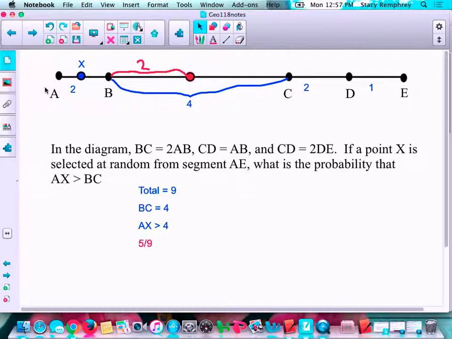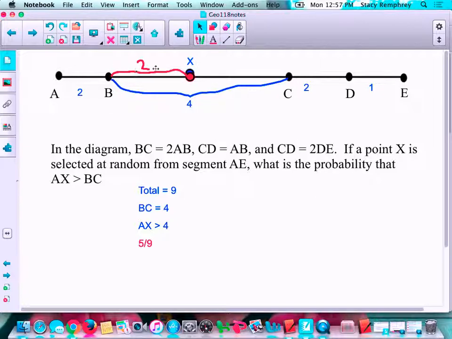CD and AB are equal, so A to B is also a 2, that distance there. And BC was 2 ABs, so if AB is 2, BC is 4. I put this red point here at 2 because that's the point if I move the X to here, 2 plus 2 is 4. That's where A to X would be equal to B to C. B to C is 4 if I put it here.